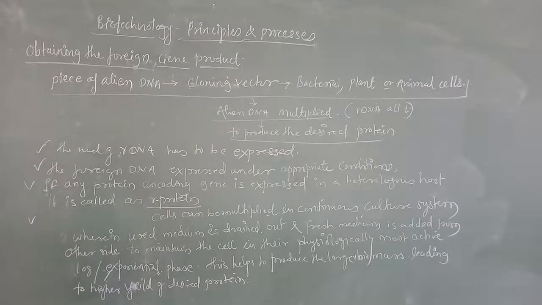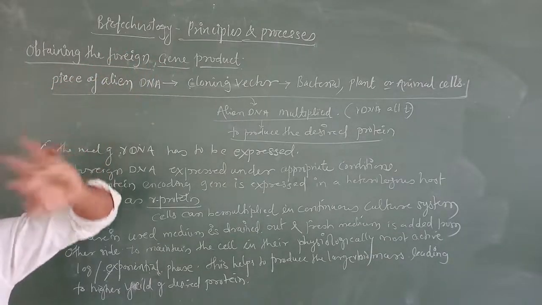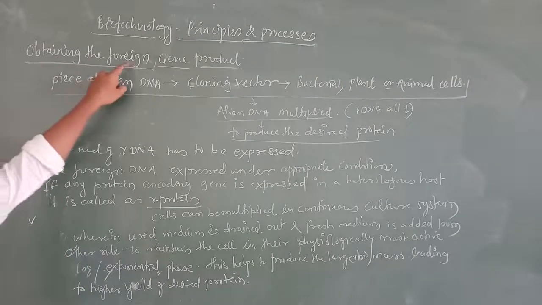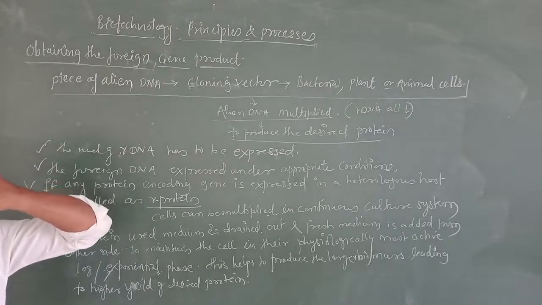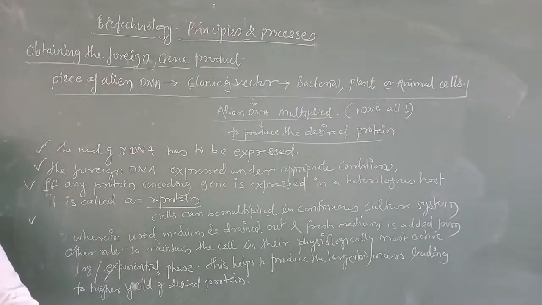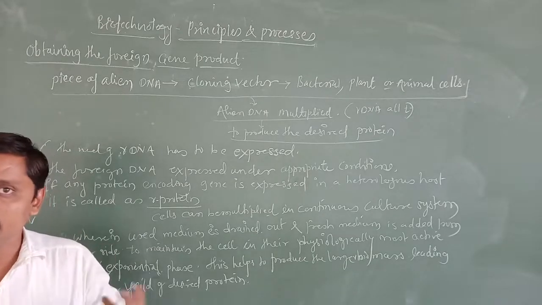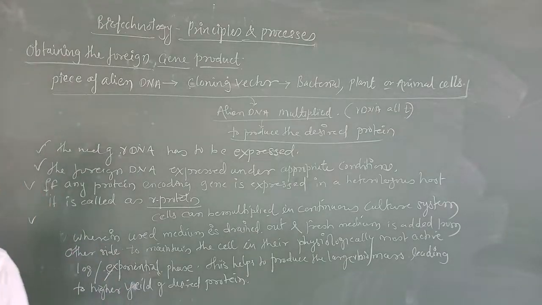in the processes of recombinant DNA technology is obtaining the foreign gene product. In brief, I used to tell you before going to the blackboard what we are going to go for here in obtaining the foreign gene product. How are we going to obtain it? You add the alien DNA into a vector, which we are going to call a plasmid.